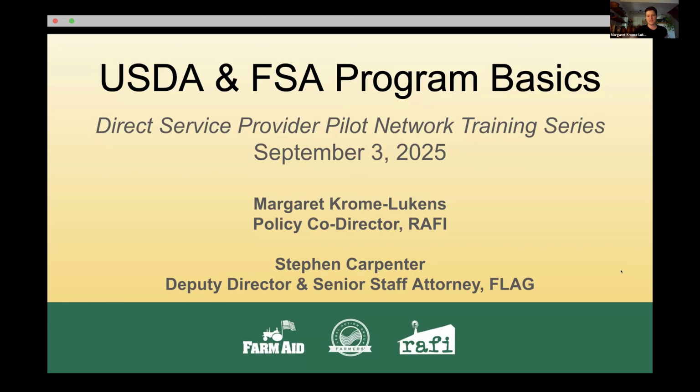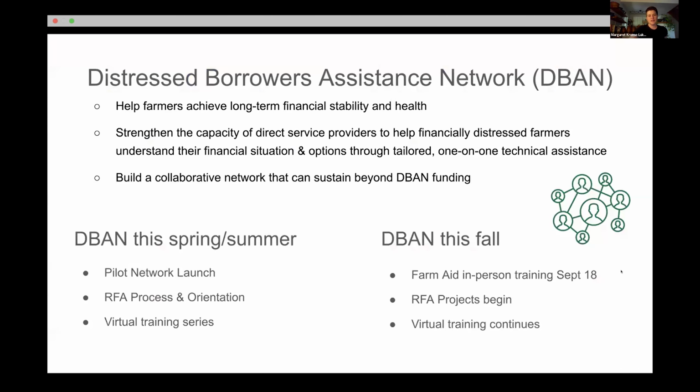This training, let's go ahead to the next slide. This training is happening in the context of the Distressed Borrowers Assistance Network, which is an FSA-funded project with the aim of helping farmers achieve long-term financial stability and health, and to strengthen the capacity of direct service providers, all of us, to help financially distressed farmers with really tailored assistance. And another purpose is to build a collaborative network where we can all learn from each other.